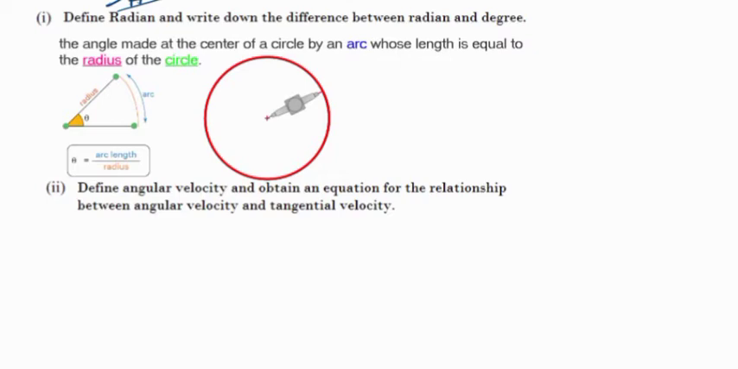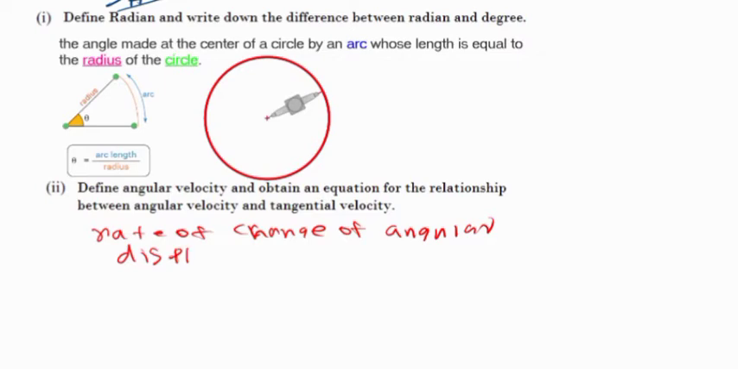Define angular velocity. What is the definition of angular velocity? The rate of change of angular displacement. That is the definition of angular velocity. Obtain an equation for the relationship between angular velocity and tangential velocity.